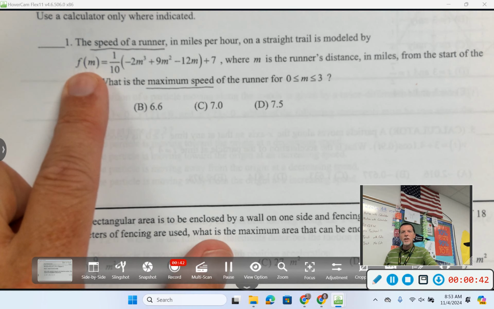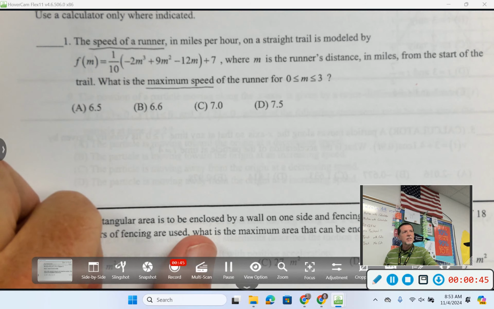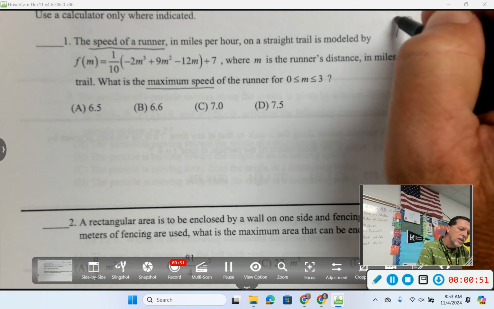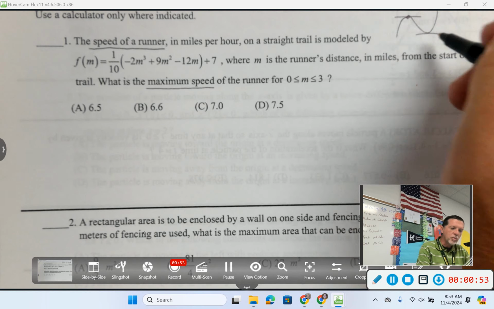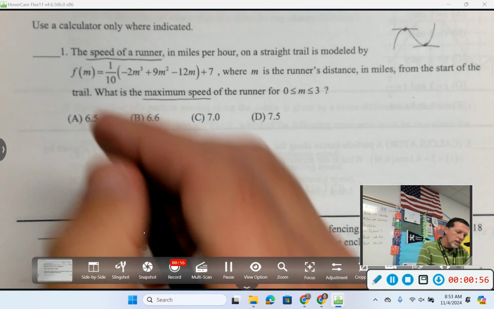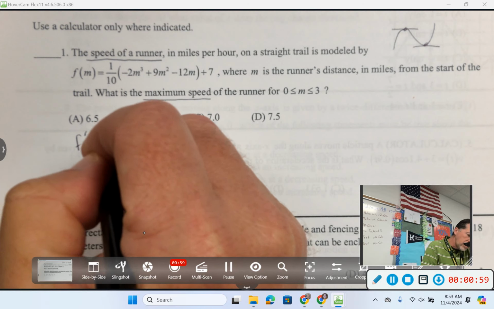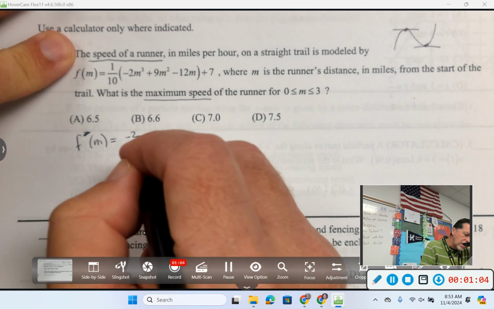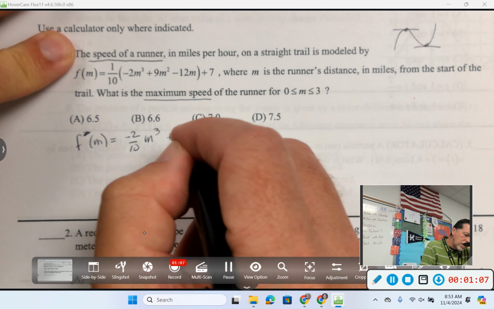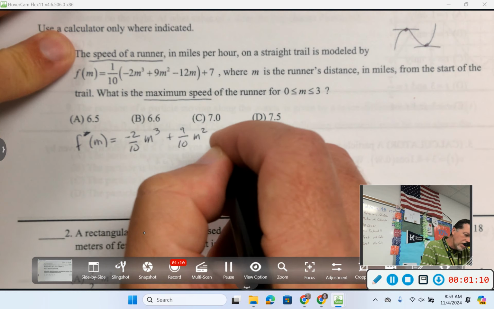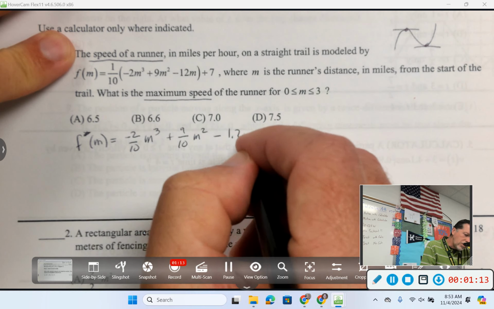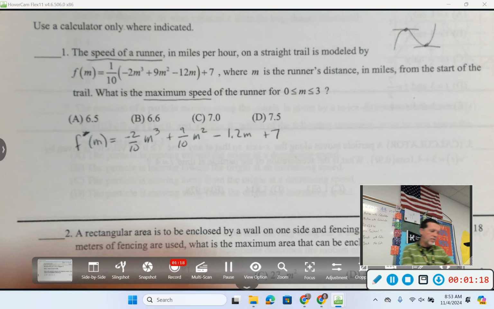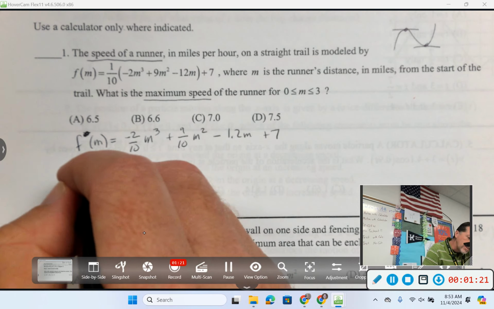So, how do I find maximums? What happens at a maximum? Yeah, the slope is 0, or it changes positive to negative. You can phrase that either way. So I need a slope to work with. Except I don't like this, so before I take a derivative, I'm going to do negative 2/10 m cubed plus 9/10 m squared minus 1.2 m plus 7. That's not the derivative, that's me not wanting to deal with that 1/10 out front.